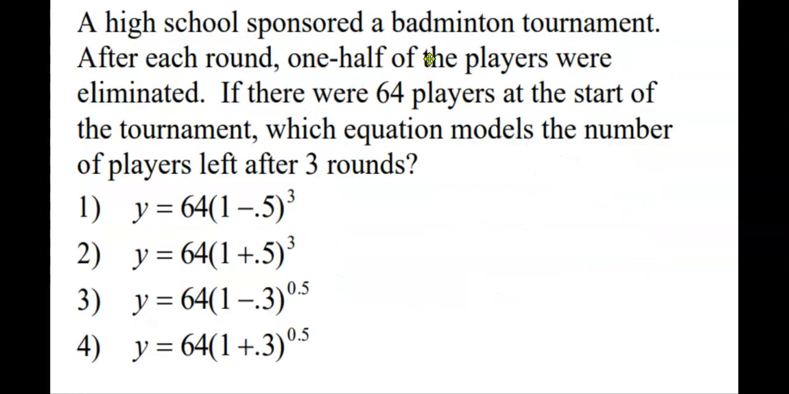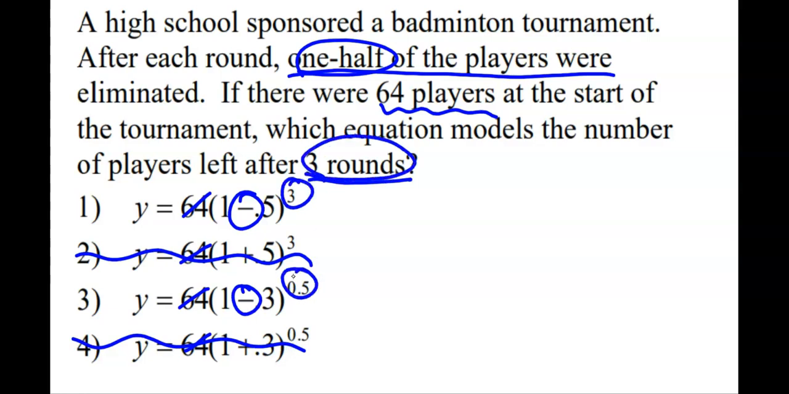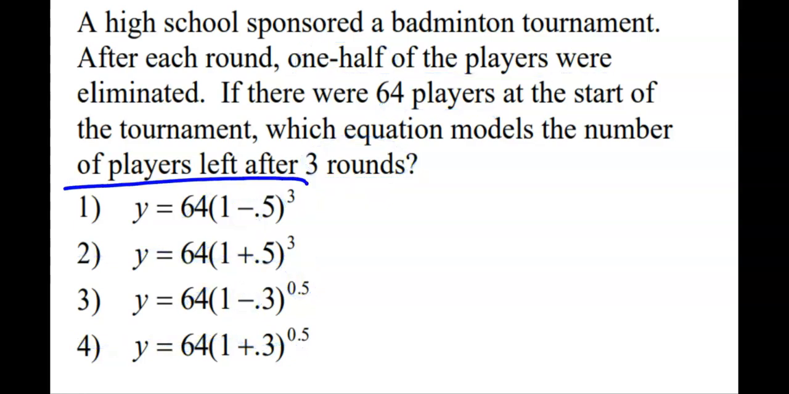Let's take a look at this one. A high school sponsored a badminton tournament, and after each round, 1/2 of the players were eliminated. If there were 64 players at the start, which is the initial value, which equation models the number of players left after 3 rounds? Well, we are eliminating 1/2, so we need a minus sign. So these are out. Now, the 3 rounds is the length of time, so we really want to focus on that exponent. The answer is option 1. Initial players is 64, decrease of 50%, that's 1/2, and the length of time of 3.